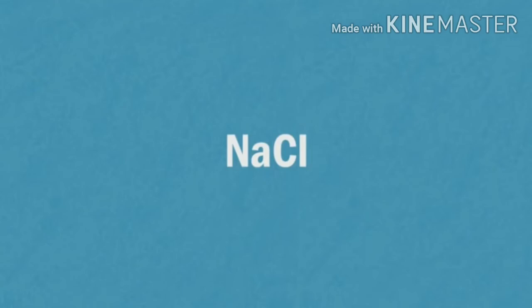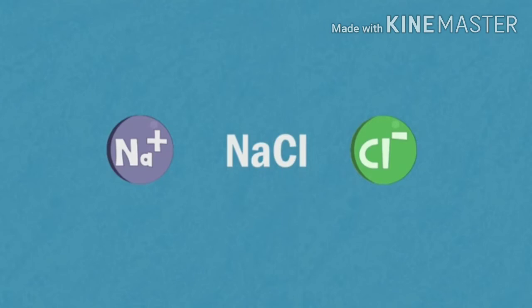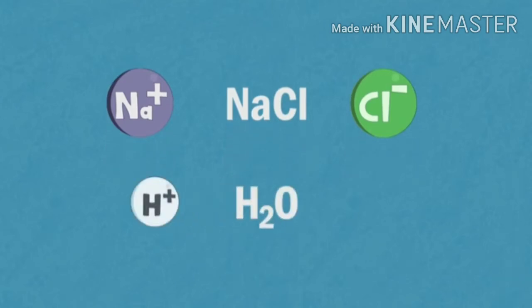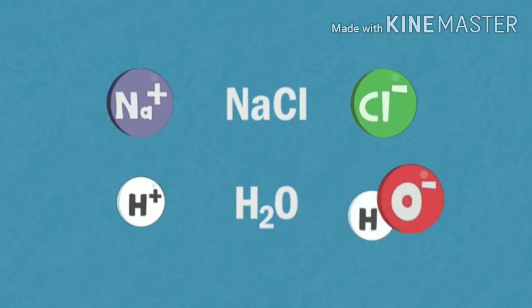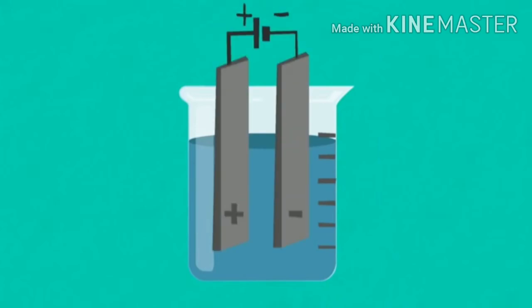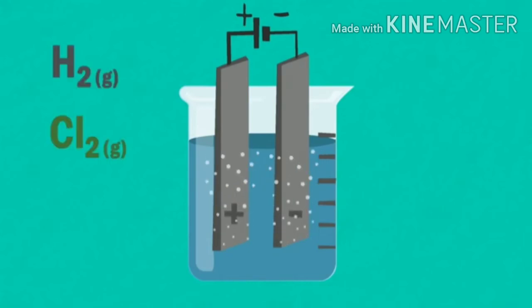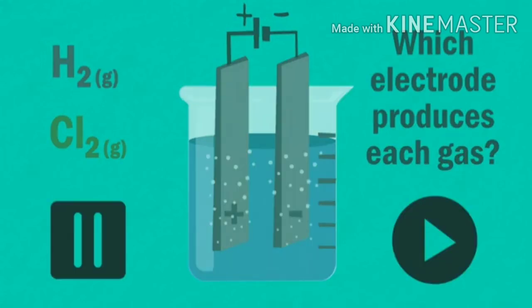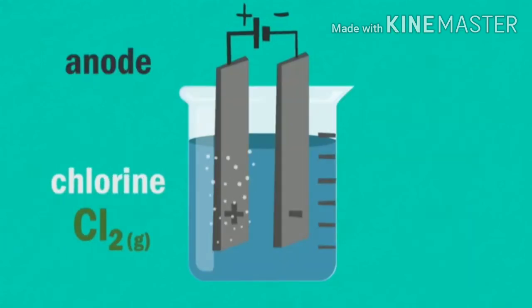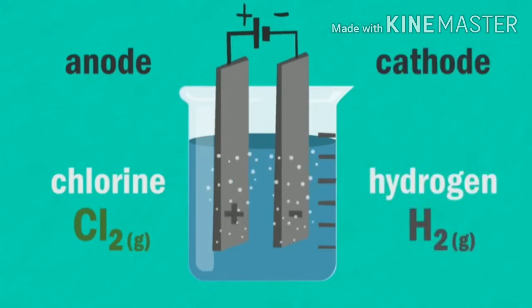From the sodium chloride, we have positive sodium ions, Na+, and negative chloride ions, Cl-. And from the water, we have positive hydrogen ions, H+, and negative hydroxide ions, OH-. When the current flows, you will begin to see tiny bubbles of gas forming at each electrode. Both hydrogen and chlorine gas are formed. But can you work out which electrode? The chlorine is formed at the anode, that's the positive electrode. And the hydrogen is formed at the cathode, that's the negative electrode. Did you get it right?